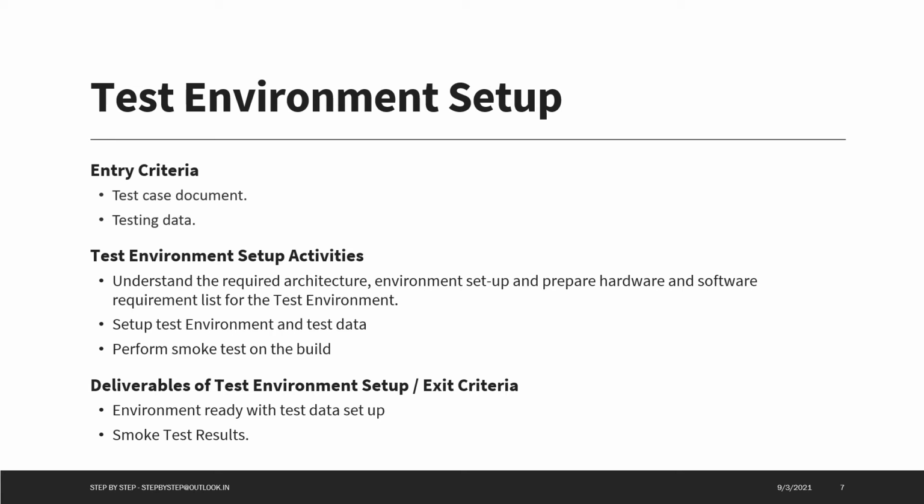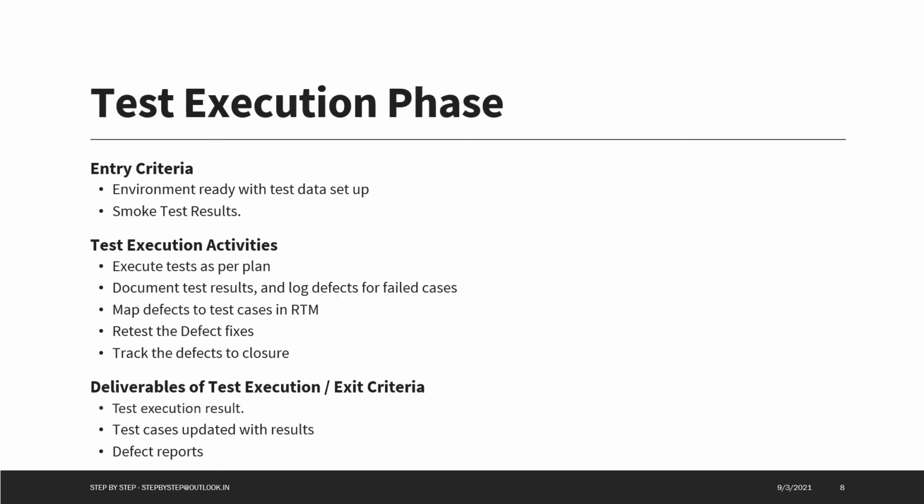So what will be the deliverables of test environment setup, or we can say the exit criteria of this phase? It will be the environment ready with test data setup, and smoke test results will be handy, which have passed actually. So next is the test execution phase. The actual test execution will start. So the entry criteria will be the environment ready, which we got from the earlier stage, and the smoke test results will be with us, which say that the smoke test is passed and we are okay to go ahead with the test execution.